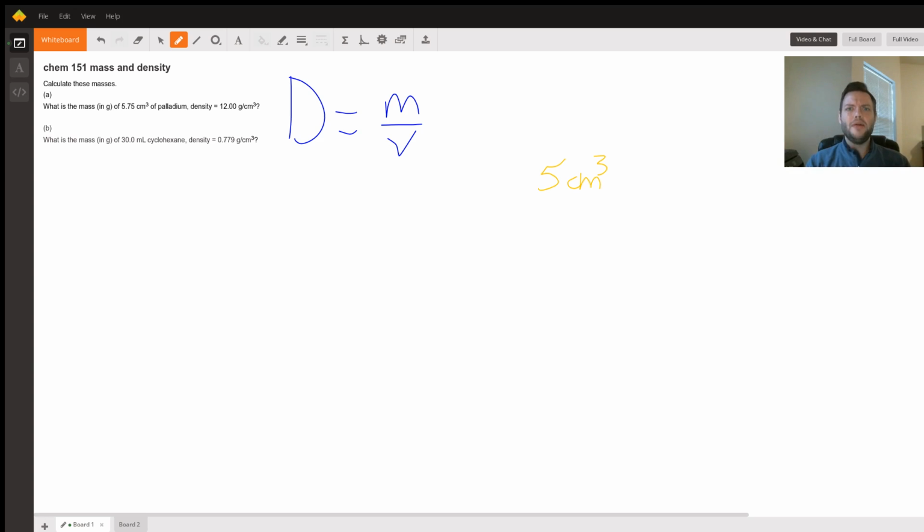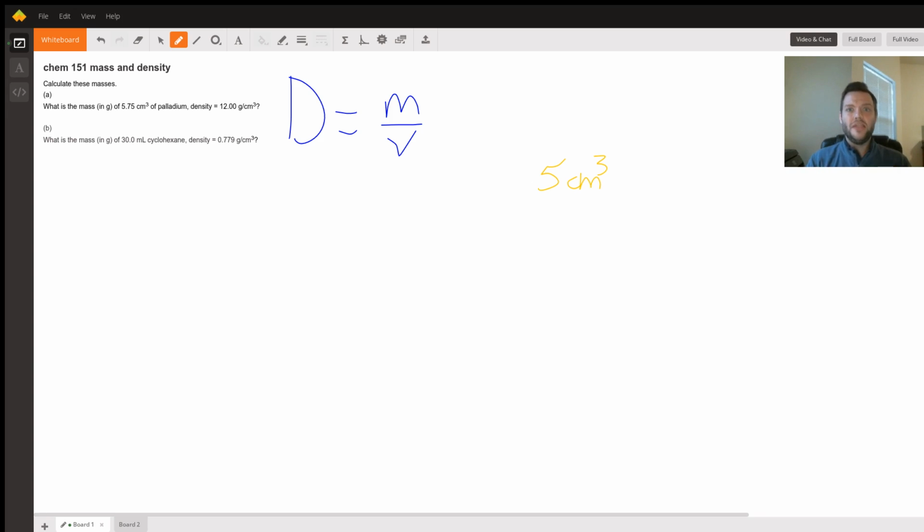Another way to think about density is how closely packed the molecules are. In gases, which have incredibly low densities, the molecules are very far apart. So, low mass for an incredibly large volume. Whereas with something like lead, the molecules are incredibly close together. High amount of mass and a small amount of volume. And that's what density is.